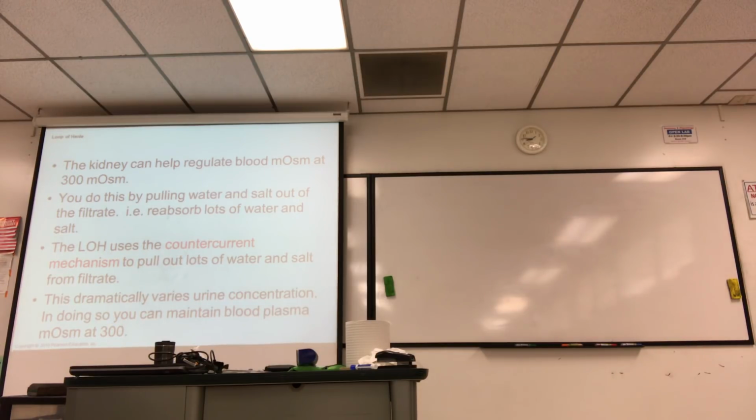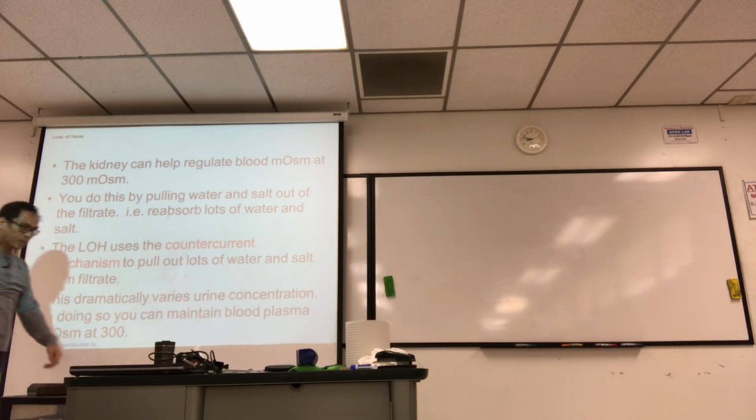All right, loop of Henle. The kidney can help regulate blood milliosmolarity. Kidney can help regulate it at 300 milliosmolarity. You do this by pulling water and salt out of the filtrate. In other words, you reabsorb lots of salt and water. The loop of Henle, the LOH, uses a countercurrent mechanism, that's the key there, to pull lots of water and salt from the filtrate. And when you do that, this dramatically varies the urine concentration. So you can maintain the blood plasma level at, well, the number is 300.